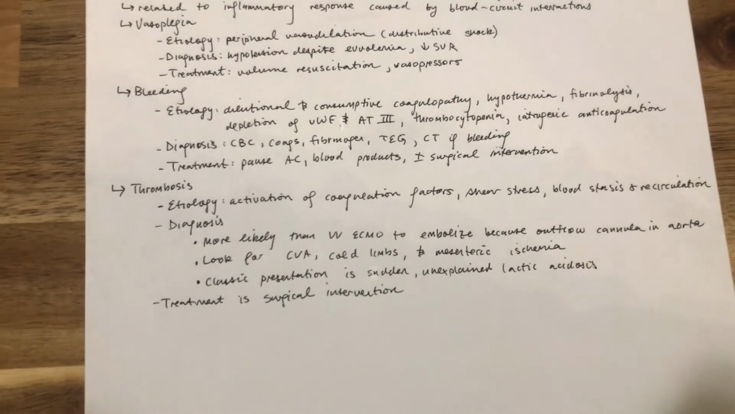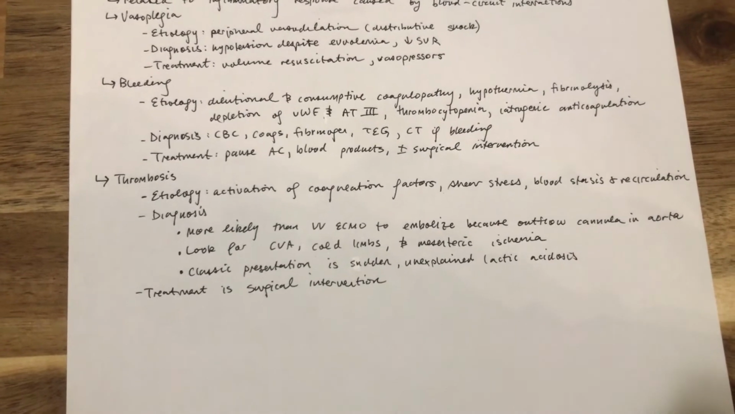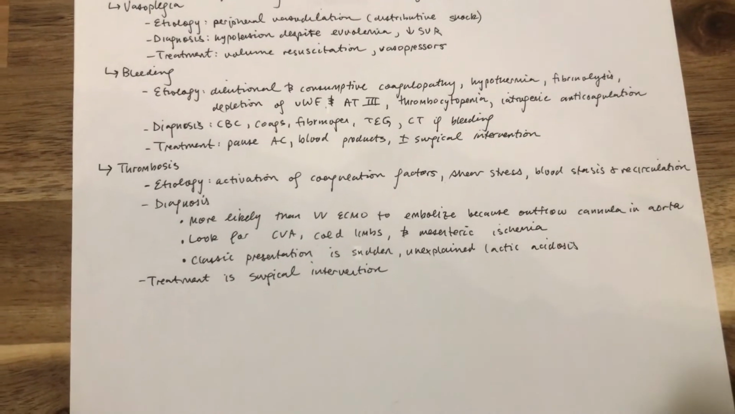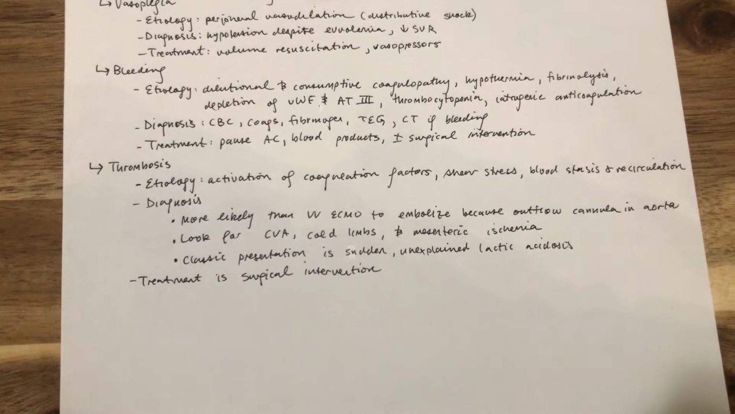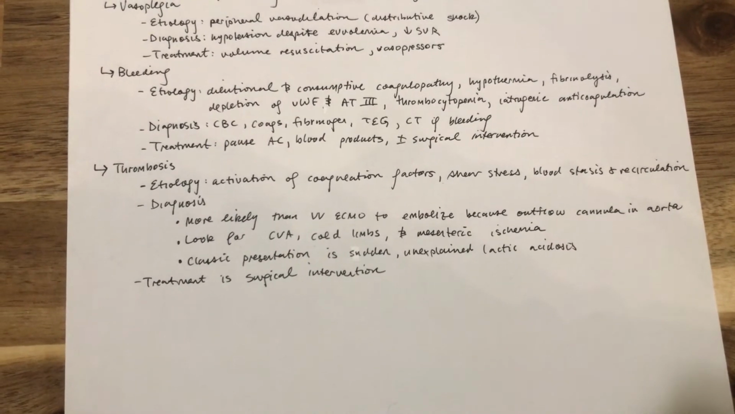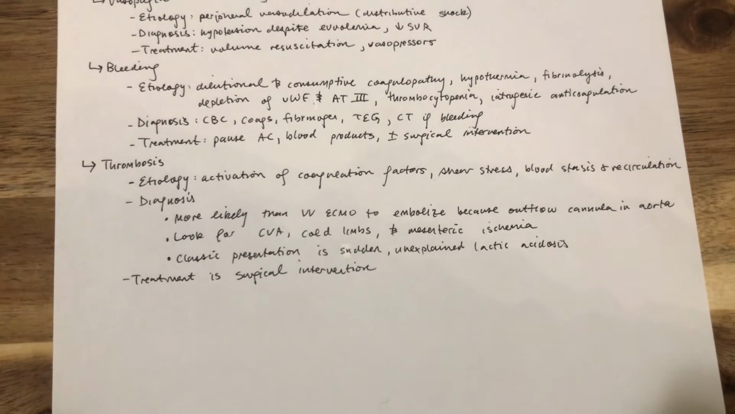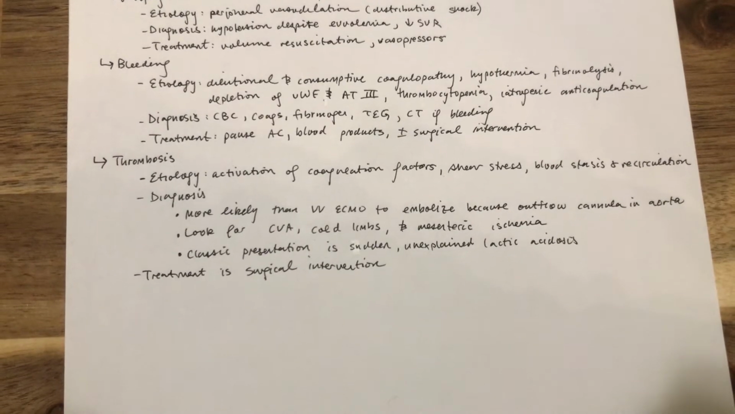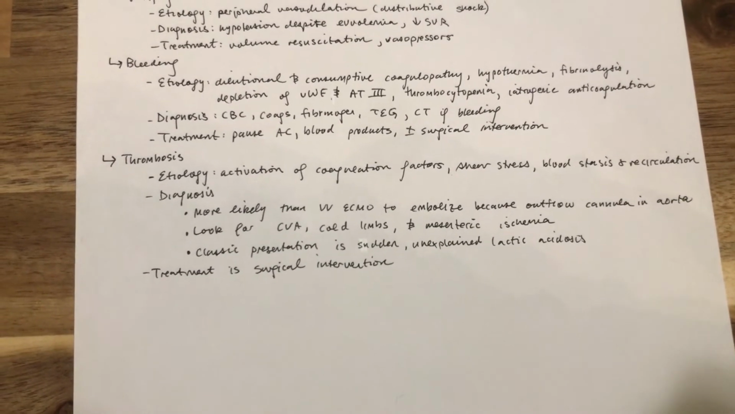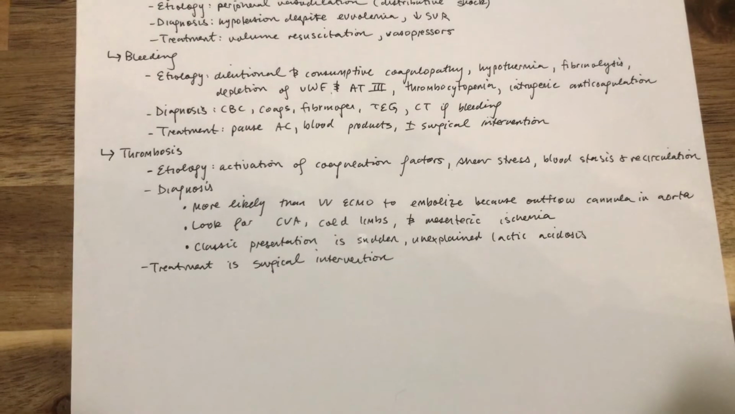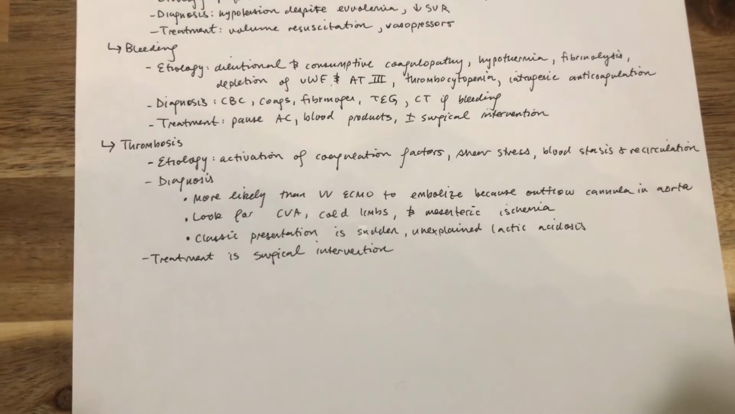Next is bleeding, and this is kind of the same as VV ECMO. You really want to watch for bleeding in the head. Other than that, it's about the same. You will see more bleeding in VA ECMO, probably because the patients are cannulated under emergent conditions and they're generally sicker.